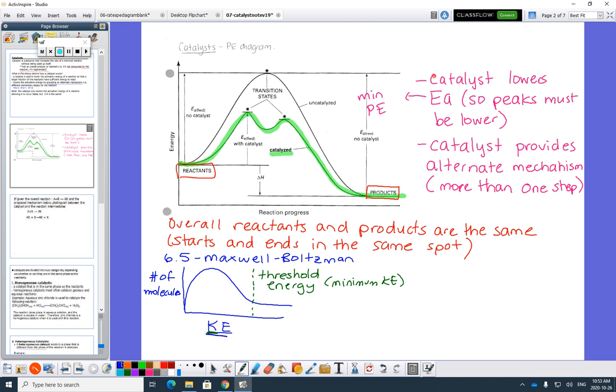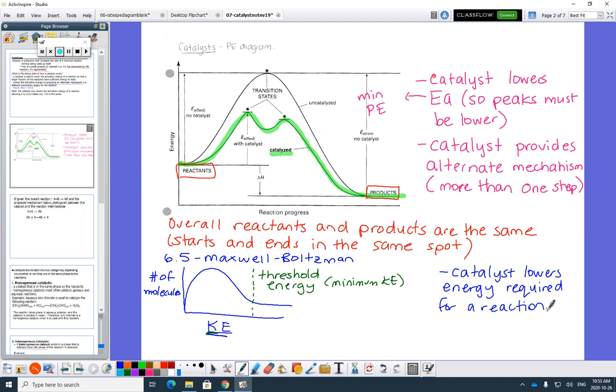Okay, so you have to use your math brain a little bit. If a catalyst is going to lower the energy required, and this is the minimum energy required. Remember now, in this distribution, this line here is how many molecules.